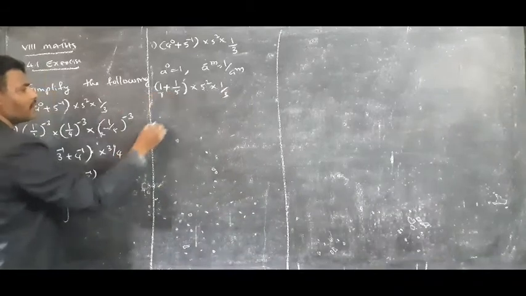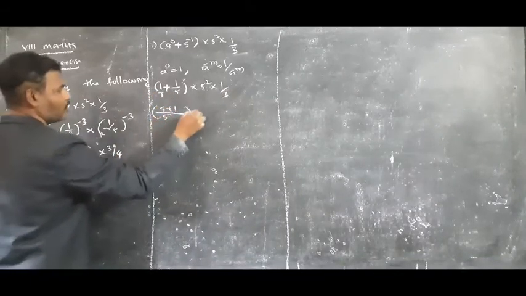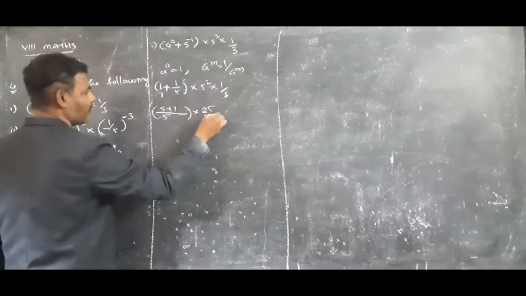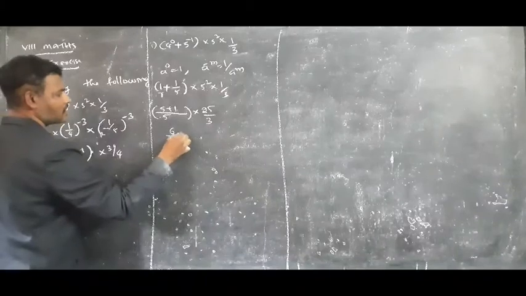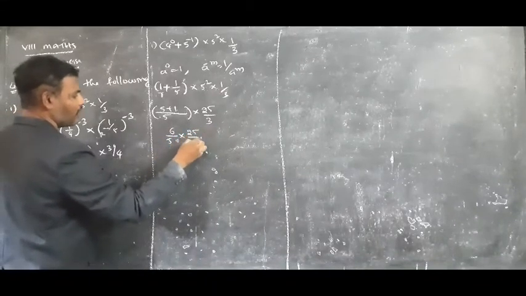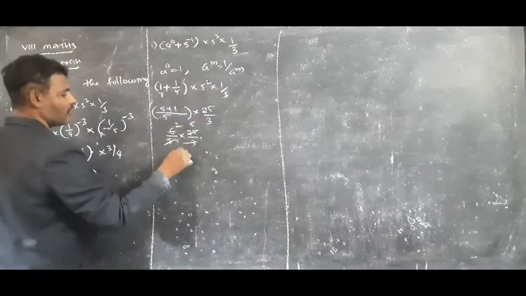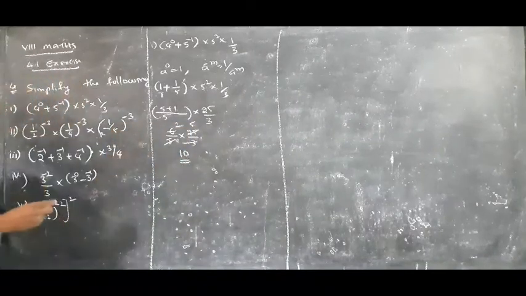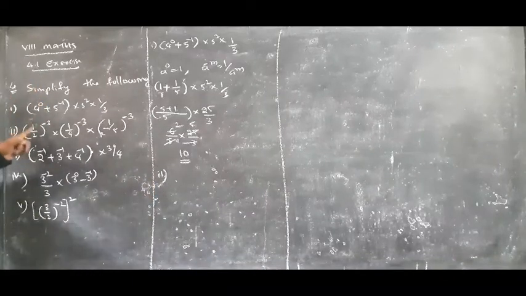So what is the LCM here? 5 is the LCM. So 5 plus 1 into 5 power 2 means 25 by 3. 5 plus 1 is 6, so 6 by 5 into 25 by 3. 5 ones are 5, 5 fives are 25, 3 ones are 3, 2 fives are 10. The answer is 10. Then after, what about the second question?